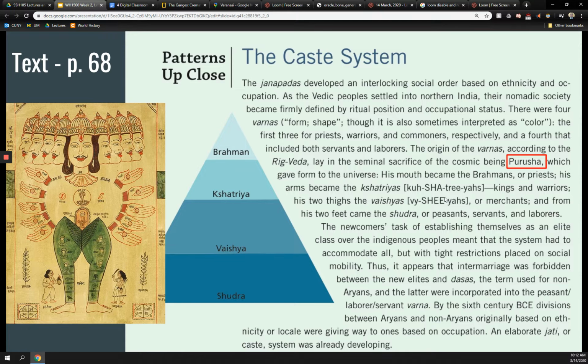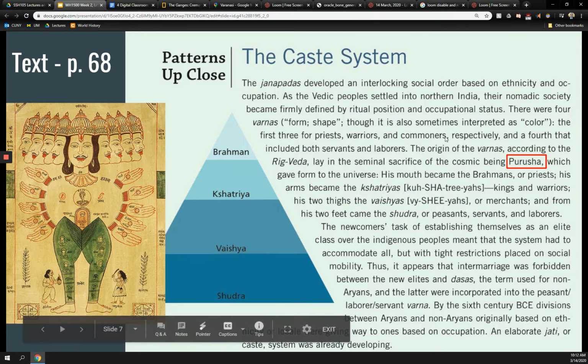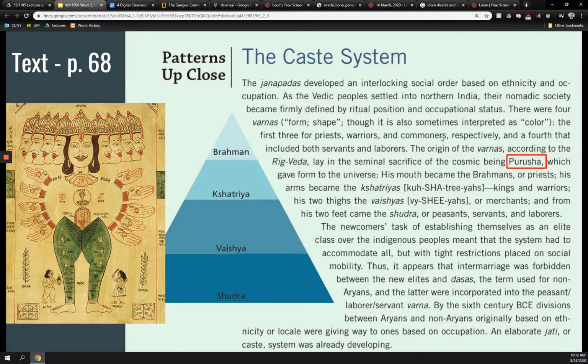And we see multiple levels of society. The textbook tells you all about them, and I'm not going to read through it directly, but at the top we have things like priests and kings, warriors just below those. We have merchants after that, and then peasants, servants, and laborers.